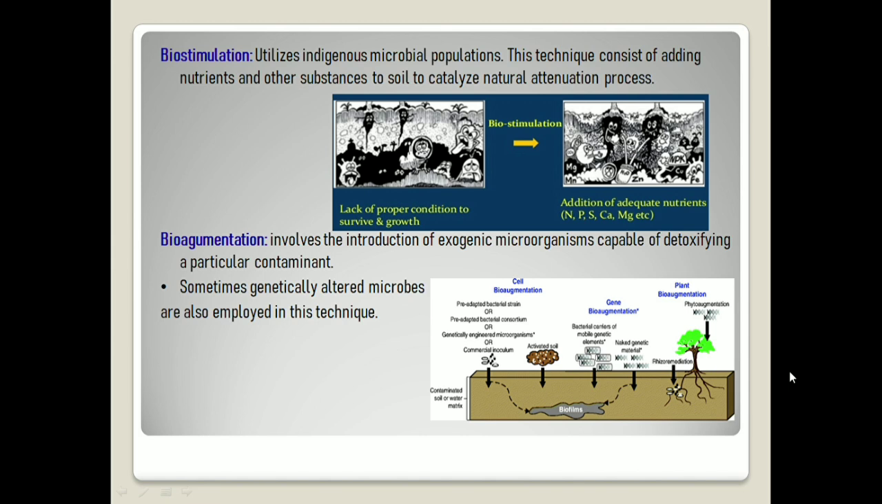Biostimulation. It is the method which utilizes the indigenous microbial population of the contaminated site. In this technique, nutrients and other substances are added to the soil to catalyze the natural attenuation of the indigenous microbial population. Here, nutrients such as nitrogen, phosphorus, sulfur, calcium, magnesium, etc. are added to stimulate the microbial population that is capable of removing the contaminants from the soil.